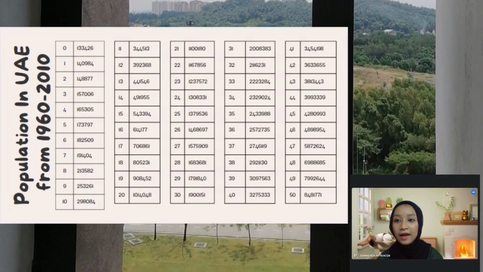Moving on, let's look at the population of the United Arab Emirates from 1960 to 2010. And as we can see here, the number keeps increasing from year to year. In 1960, the population is 133,426, and in 2010, it is 8,481,771. Hence, in the span of 50 years that we chose, the population has changed from 100,000 to millions of people.